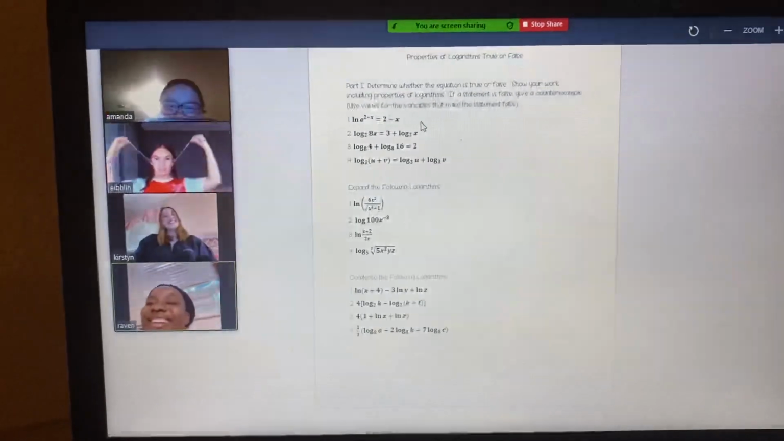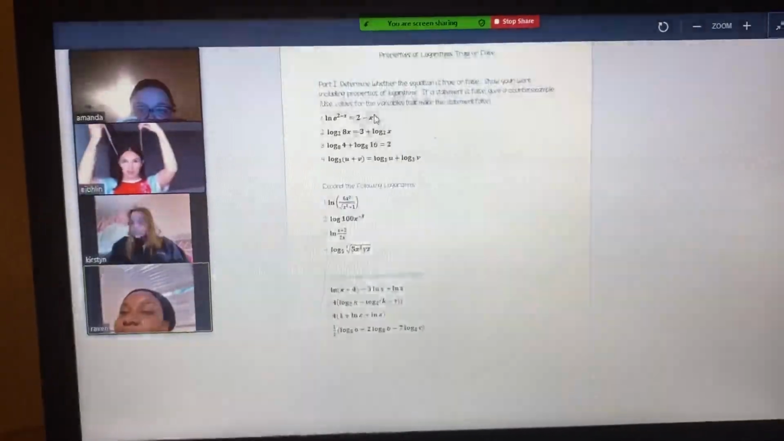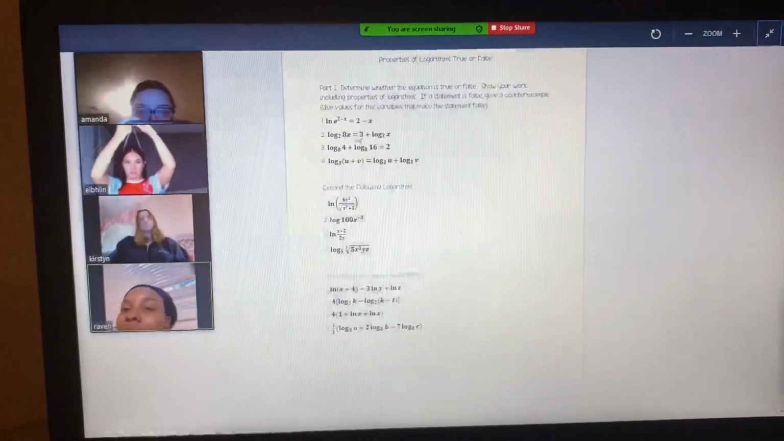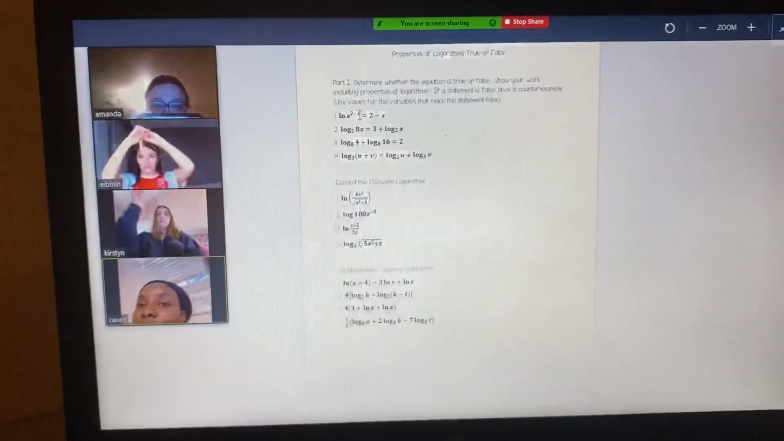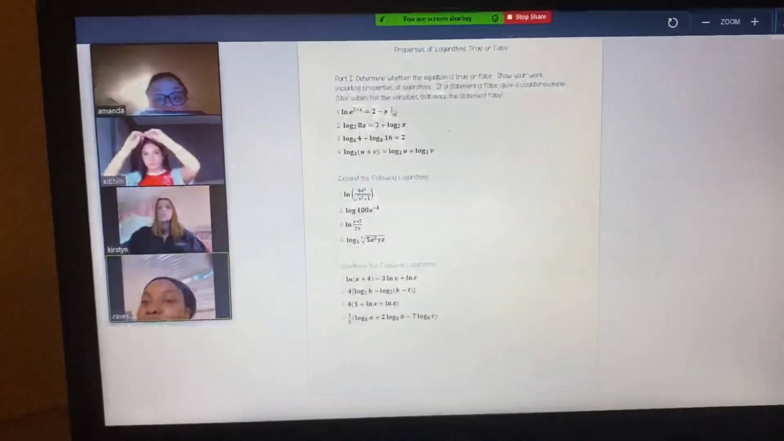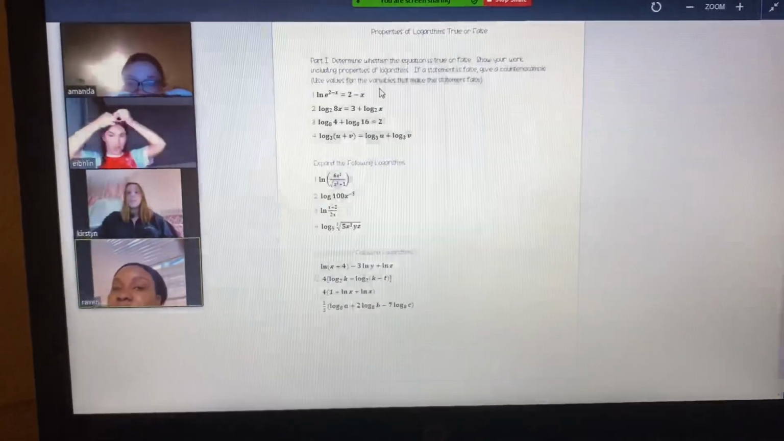4. Okay, so for the first problem, natural log e is always 1, so that's like saying 1 times 2 minus x, and 1 times 2 minus x equals 2 minus x. So that is true.